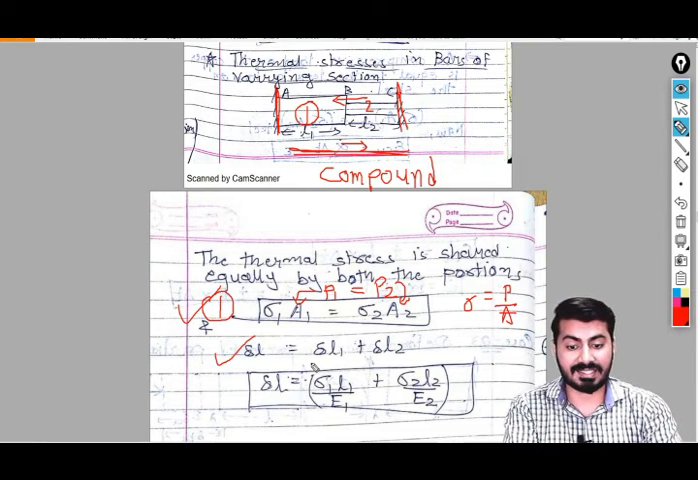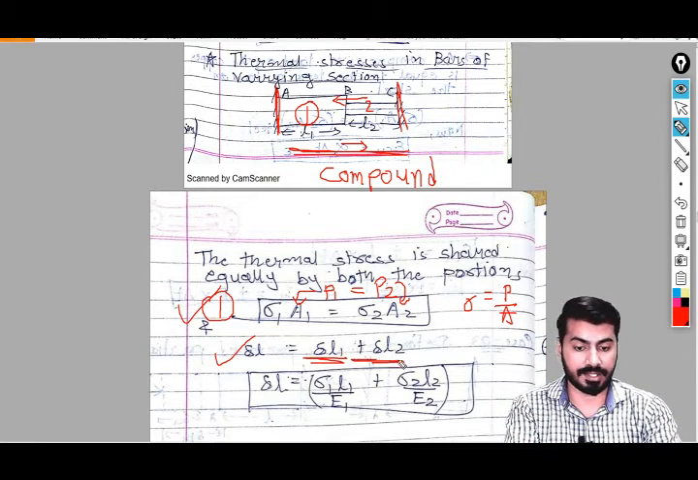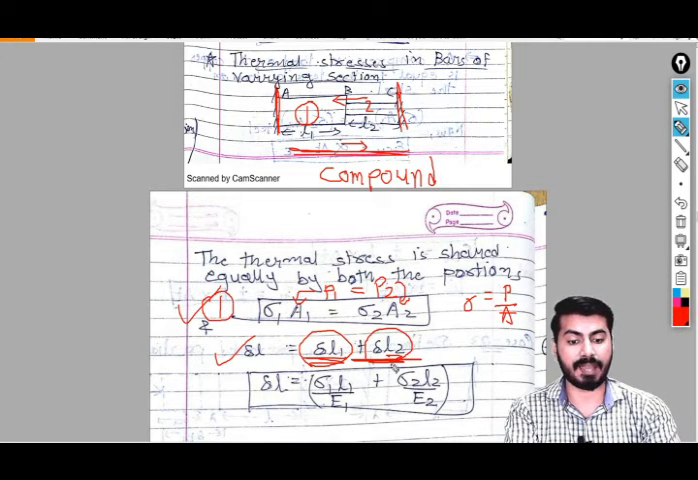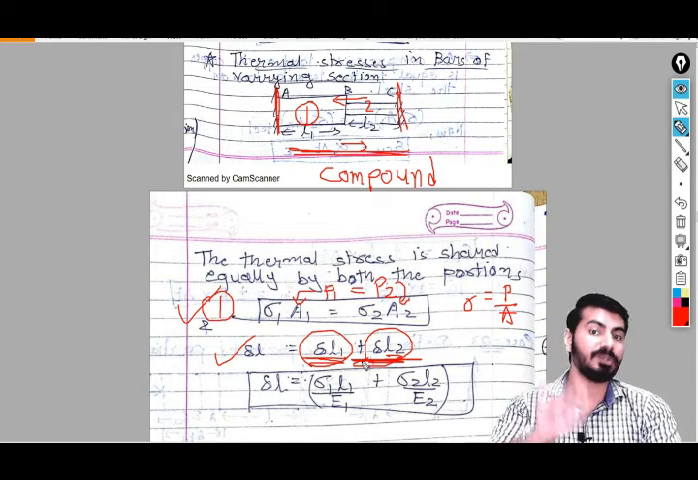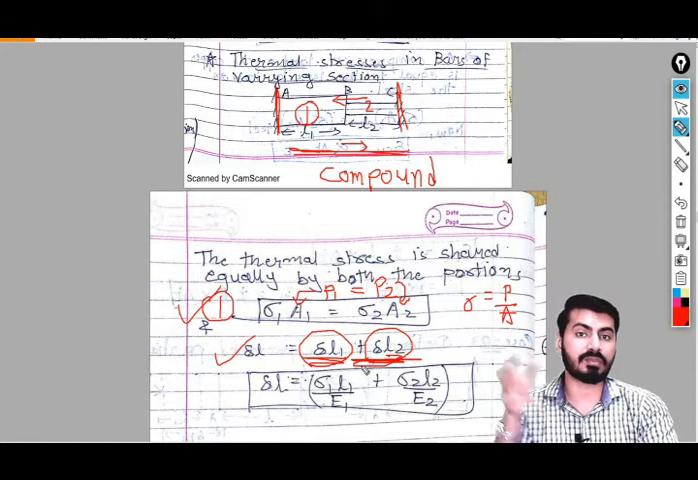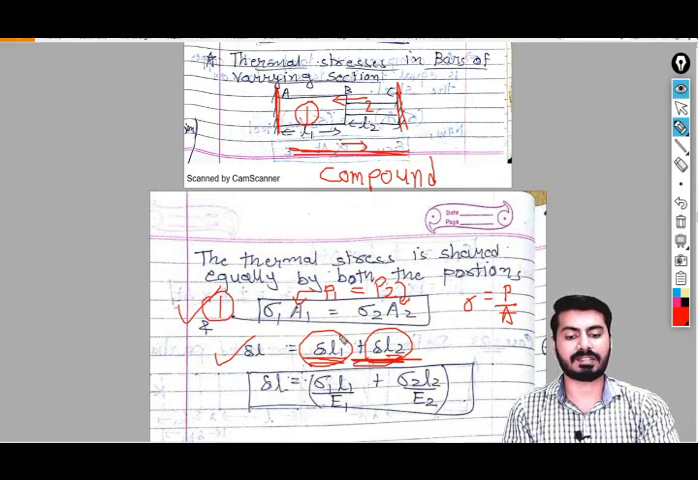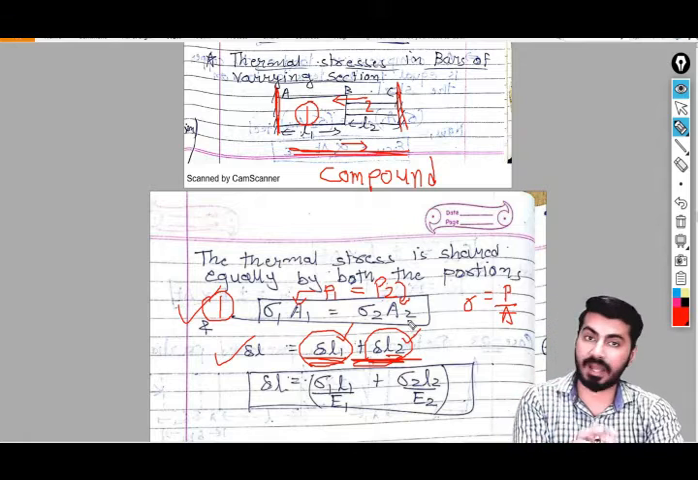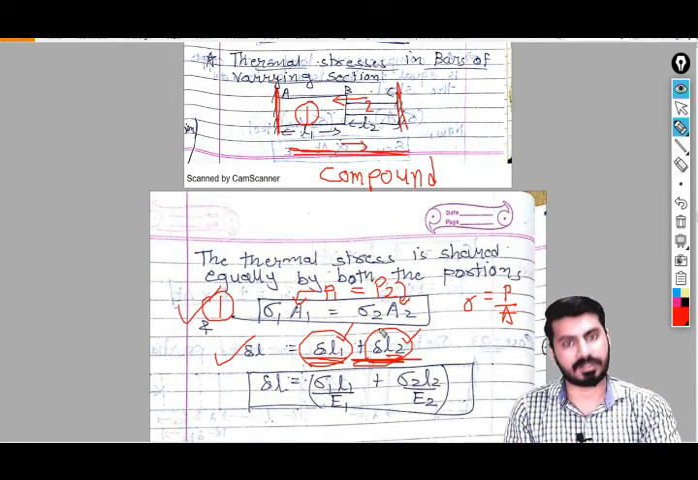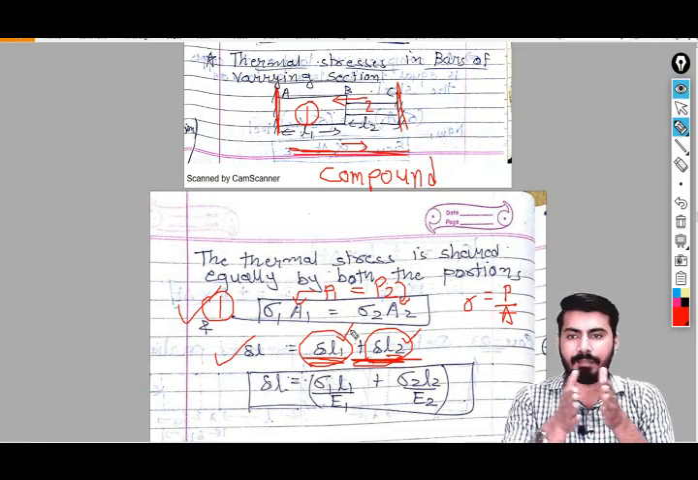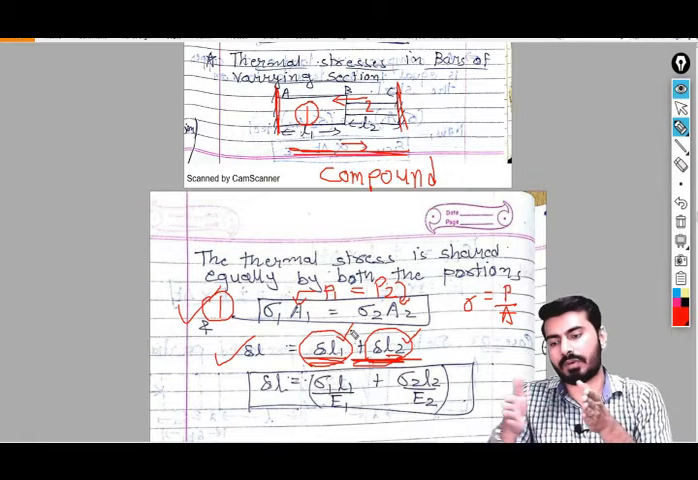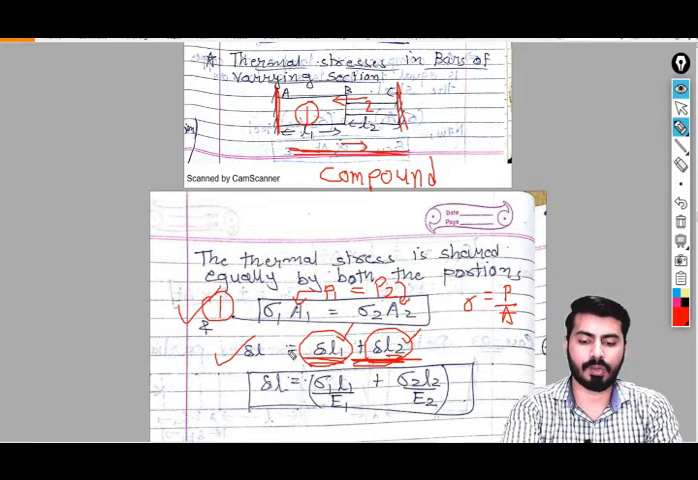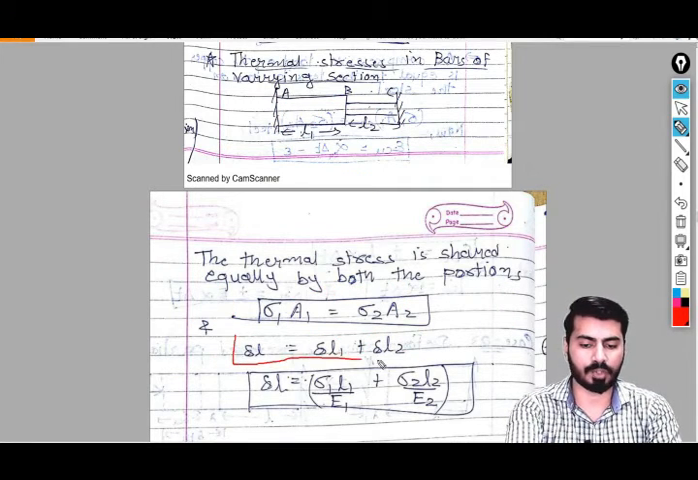Although this expansion has not occurred, it has been prevented due to the application of the restriction, and those restrictions are the reason for the compressive force. We must consider this prevented expansion as the reason for the thermal stress. So let's say the first bar would have expanded up to this, and the second bar up to this, so the overall expansion must be equal to the summation of both the expansions.